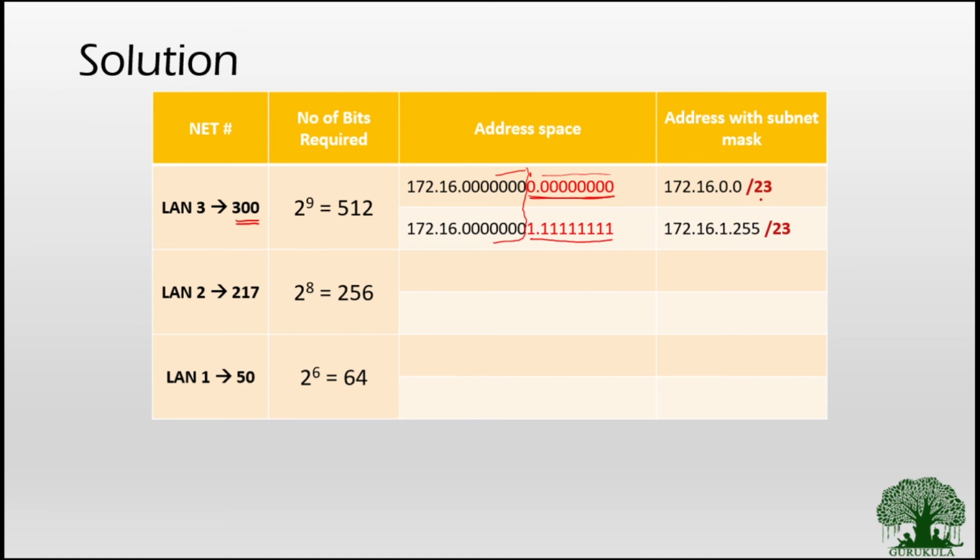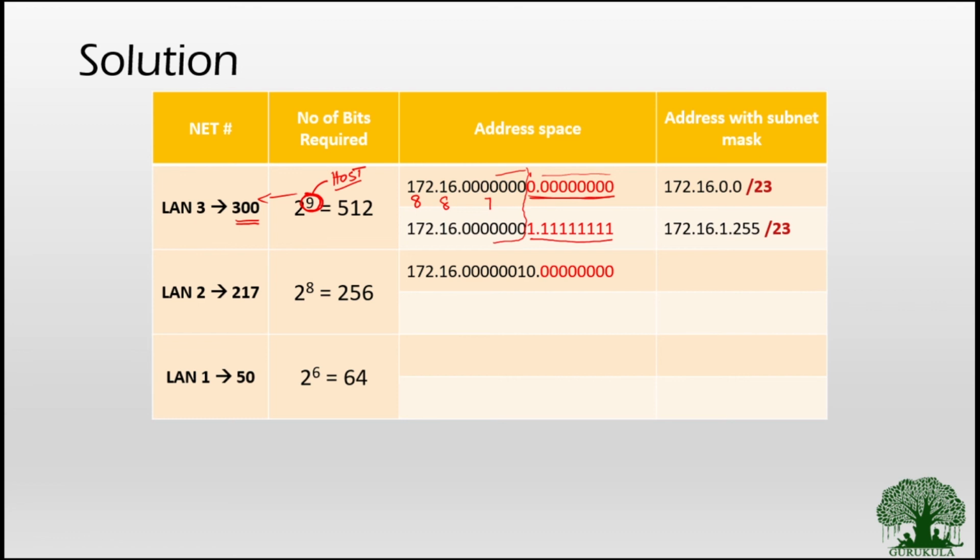Next, the /n representation is used to represent the subnet mask. How is this 23 obtained? I have 8 bits here, 8 bits here, and 7 bits here. So 16 plus 7 is 23, the number of bits used for representing the network part. What I am using here is the number of bits required to represent the host. Except these 9 bits used to represent the host, all the remaining bits are used to represent the network. That is the principle hidden behind it.